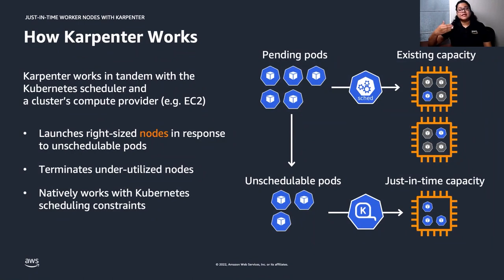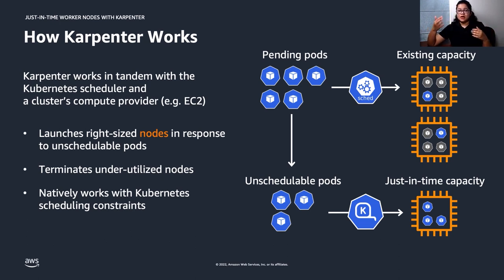Karpenter works in tandem with the Kubernetes scheduler by observing the incoming pods over the lifetime of your cluster. So it will launch or terminate your nodes to maximize your application availability and cluster utilization. When there is enough capacity in the cluster, the Kubernetes scheduler will place the incoming pods as usual.